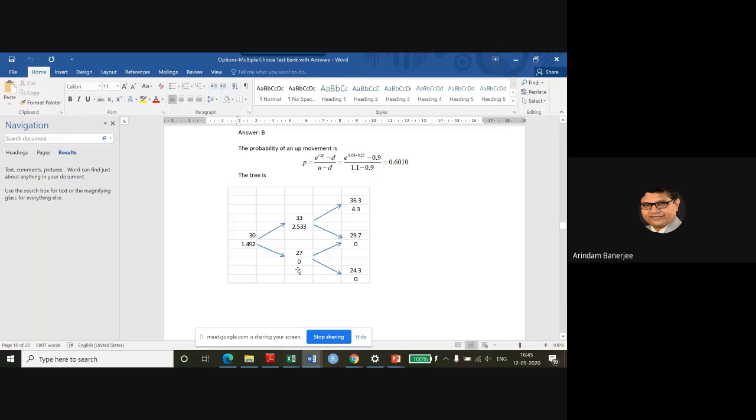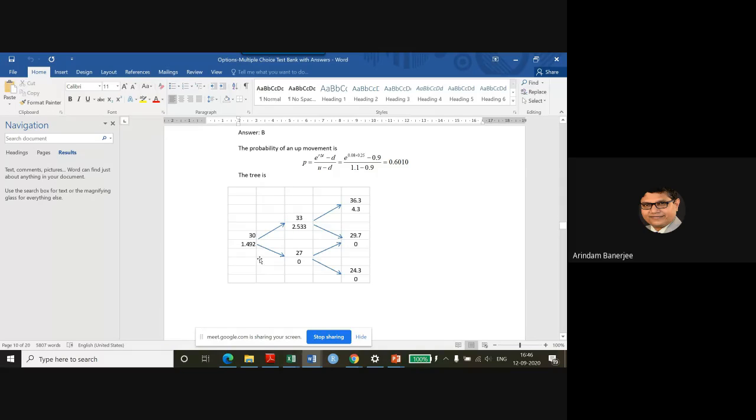And here it will be 0 because both these option values are 0. So obviously it will be 0. So I got the values in the second pillar. Then I will again back calculate. So 2.533 into 0.6010 plus 0 into 1 minus 0.6010. If I calculate, I will get this value 1.492, which is the value of the option today.